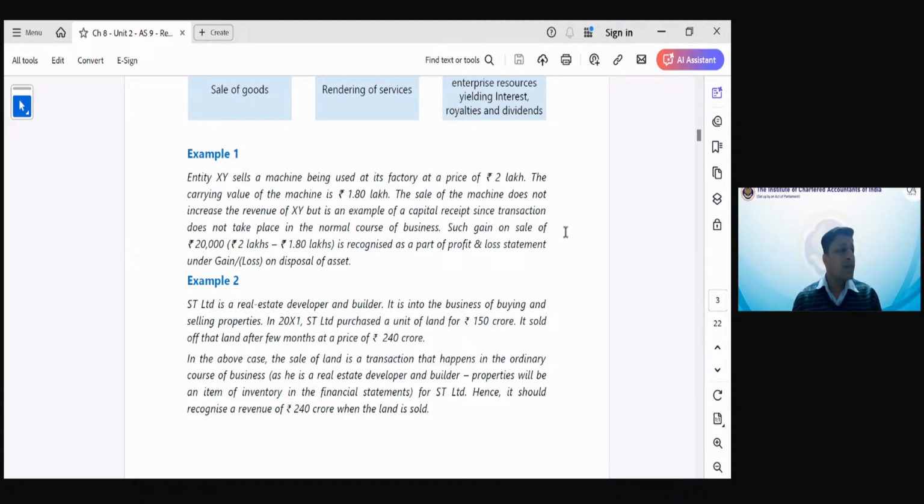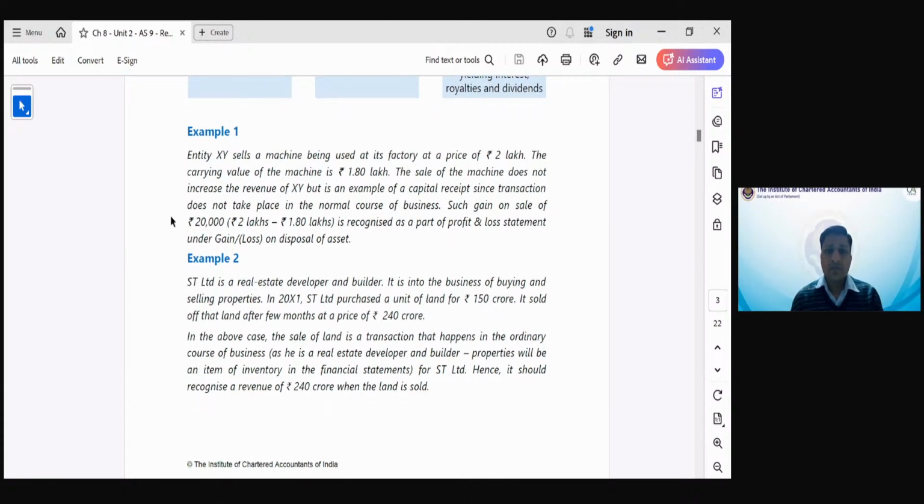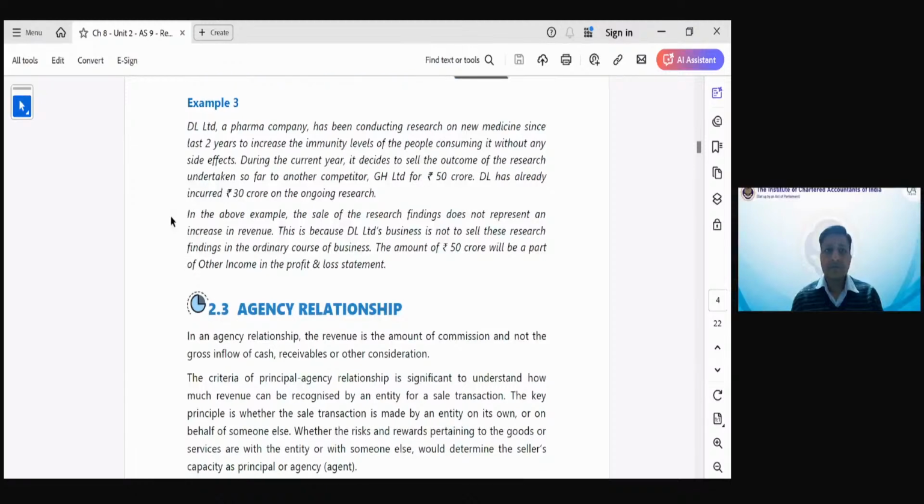All right. So let's look at one more example. DL Limited is a pharma company. It's been conducting research on new medicine since last 2 years to increase the immunity levels of the people consuming it without any side effects. During the current year, it decides to sell the outcome of the research undertaken so far to another competitor, GH Limited, for rupees 50 crore. DL has already incurred rupees 30 crore on the ongoing research.